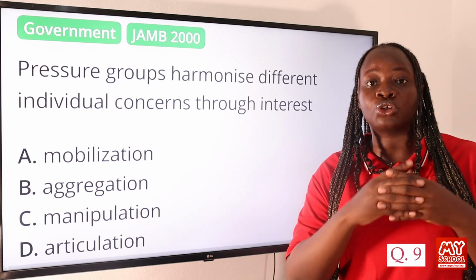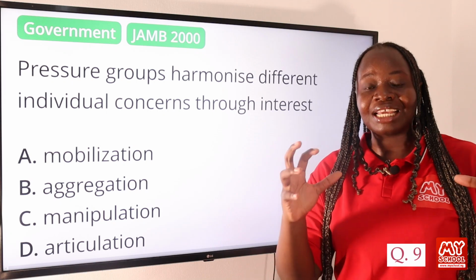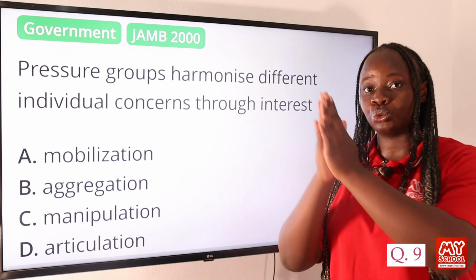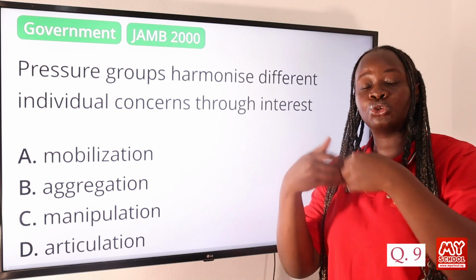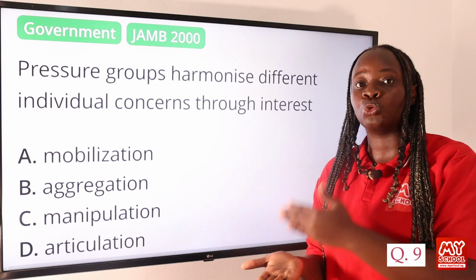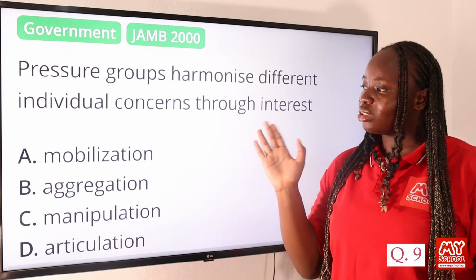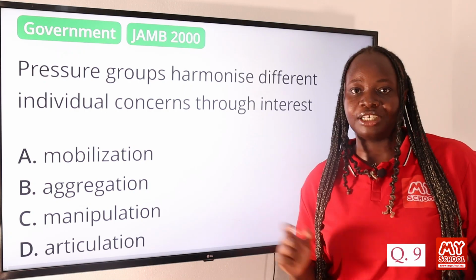They come together to discuss their concerns, their needs, so that they can come with one voice in order to relay their issues to the government, in order for them to make policies that favor them. So the answer to this question is option B, aggregation.